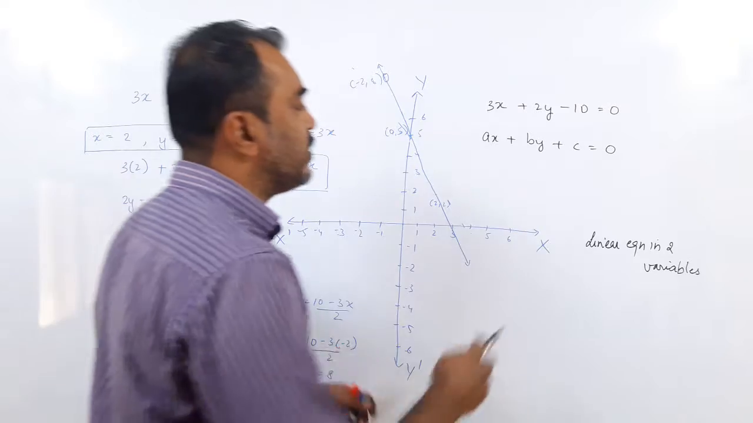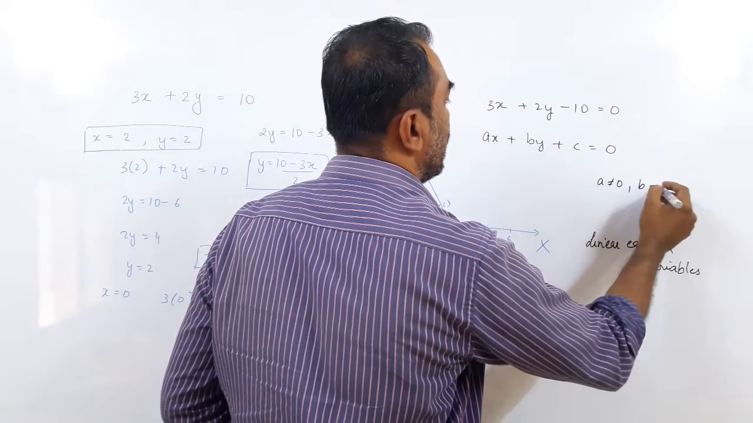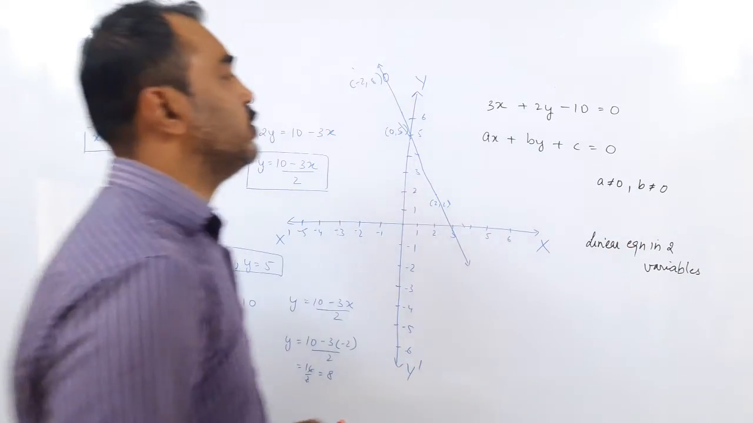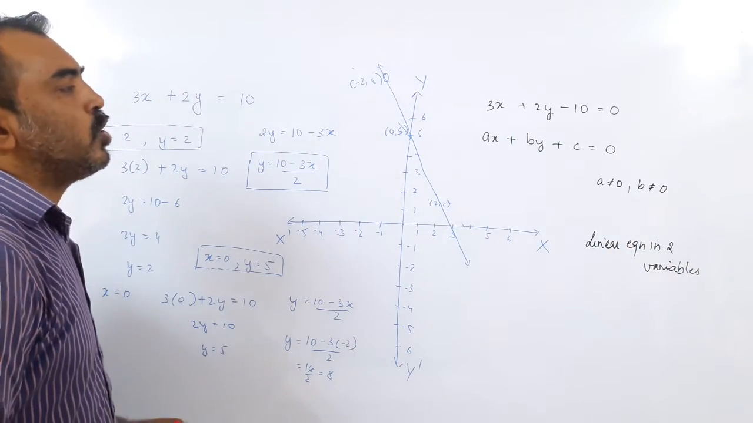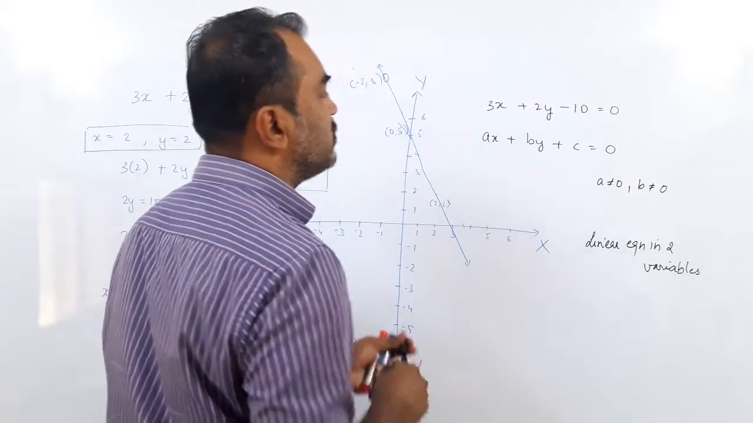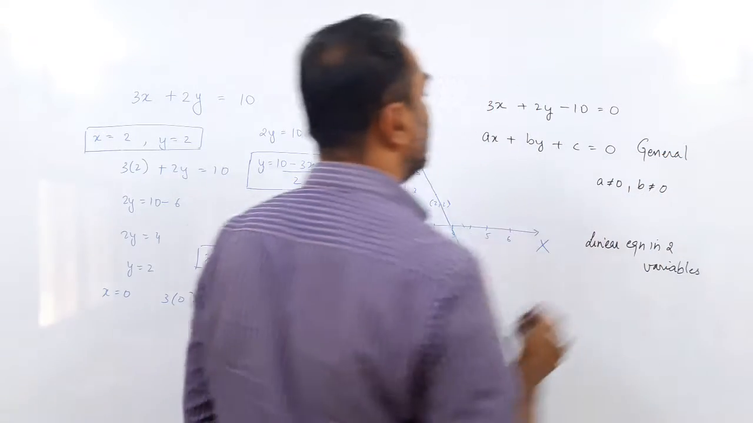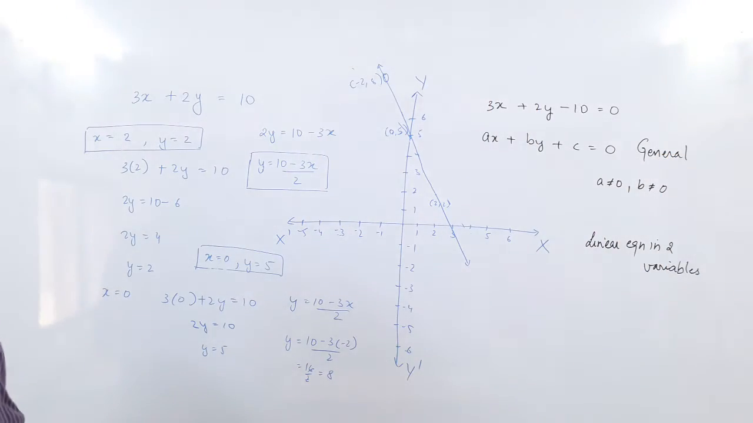So when will you get a linear equation in two variables? When a is not equal to 0 and b is not equal to 0. A and b both should not be 0, then you get a linear equation in two variables. This is the general formula of the linear equation in two variables.